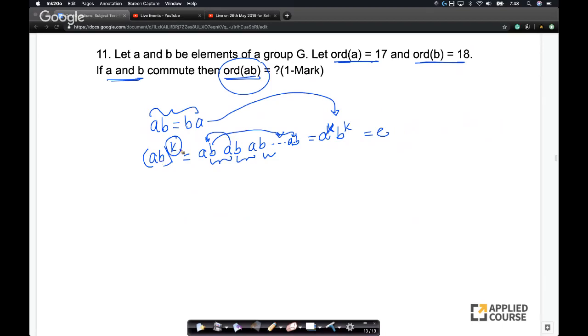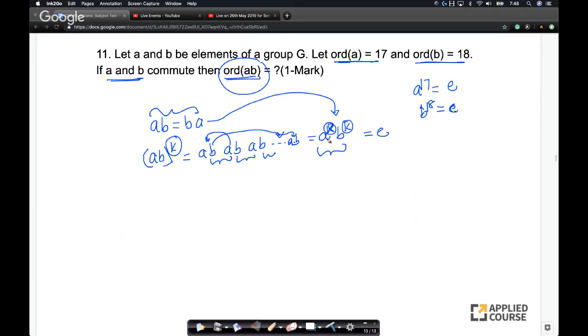So we know that (AB)^k, by just using this commutative rule over and over again, I wrote it as A^k B^k equals E. I already know that A^17 equals E. I also know that B^18 equals E, right? I already know that. So what should this k now be?